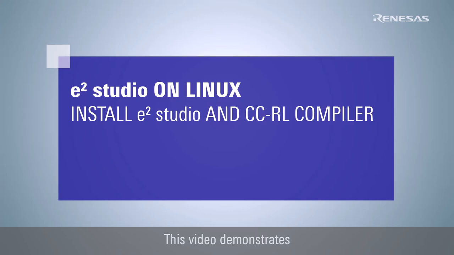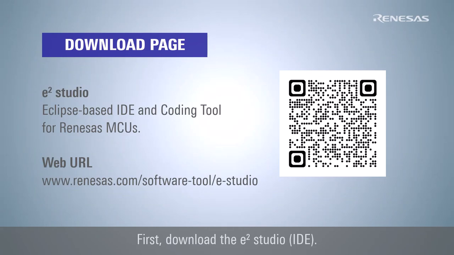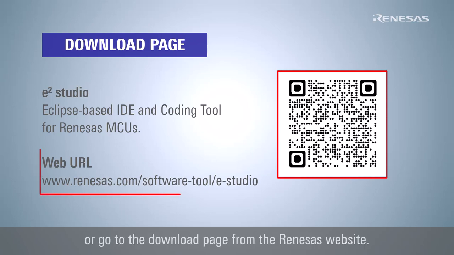This video demonstrates how to install eSquare Studio and CCRL compiler on Linux host. First, download the eSquare Studio. Please scan this QR code or go to the download page from the Renaissance website.